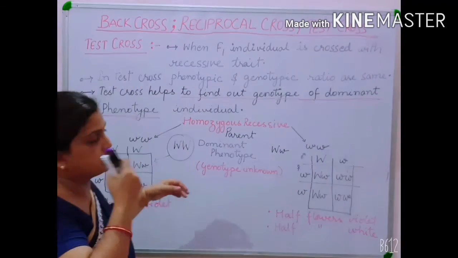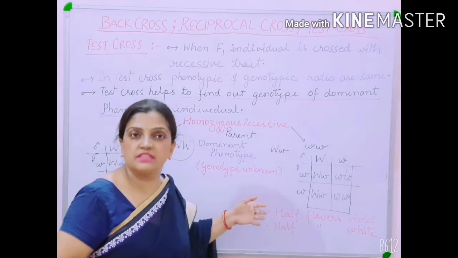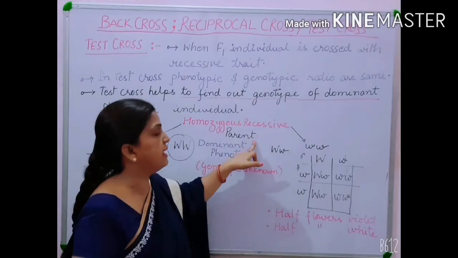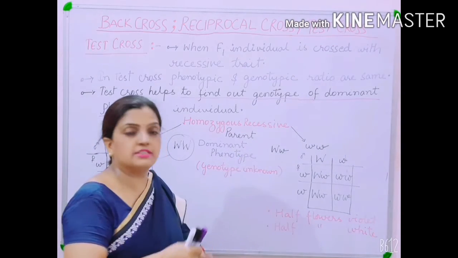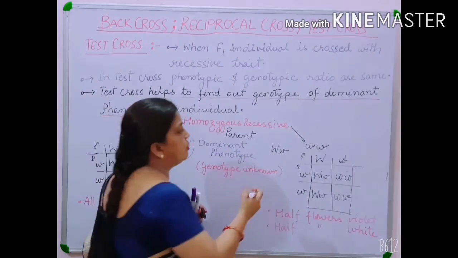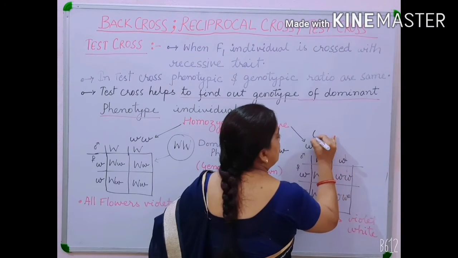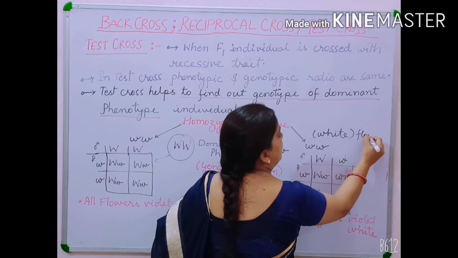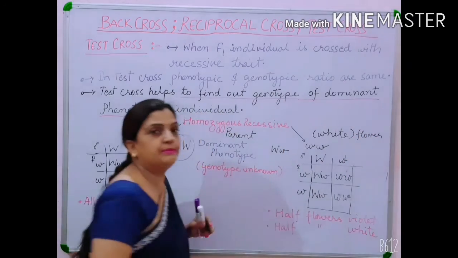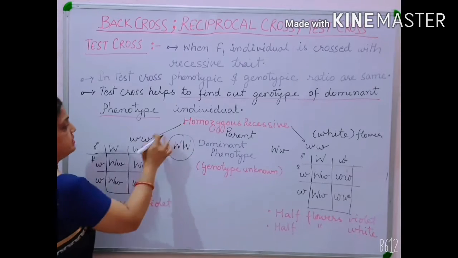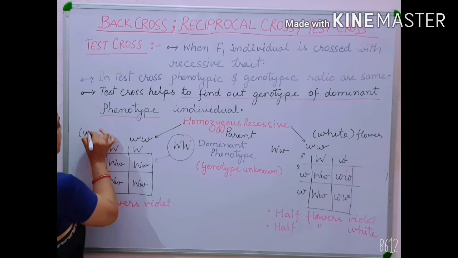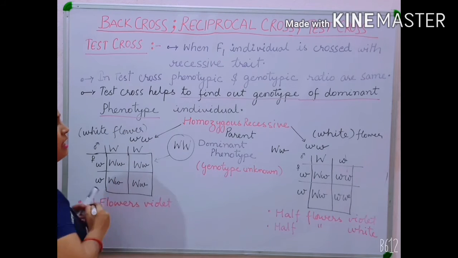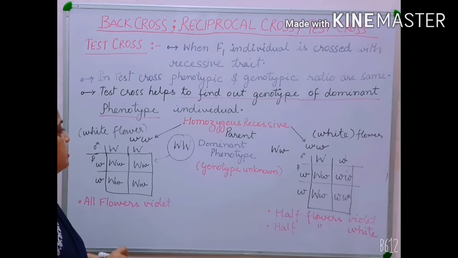Now here is what Mendel tried to explain, and according to NCERT page number 75, you can see that I have taken a homozygous recessive parent, and this homozygous recessive parent is white in color. And which trait have I taken? Flower. White flower has been mentioned in the book. So on one side I am taking the white flower.